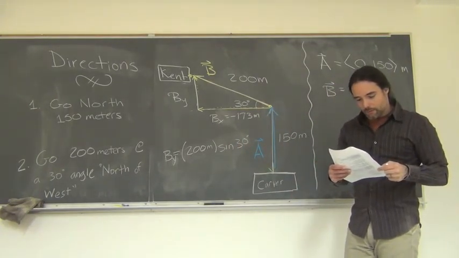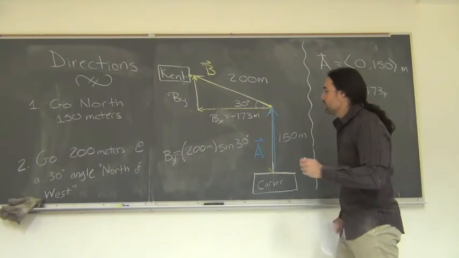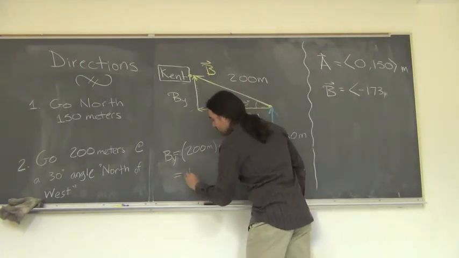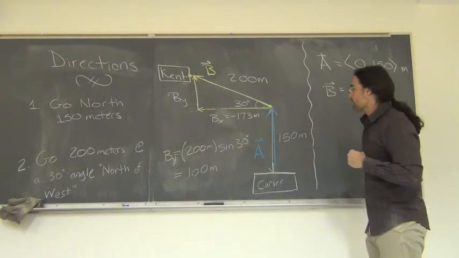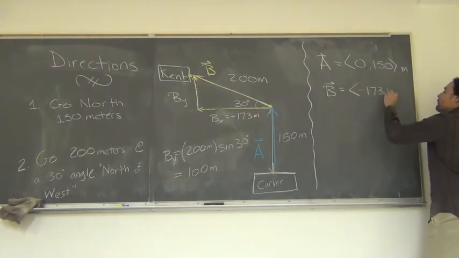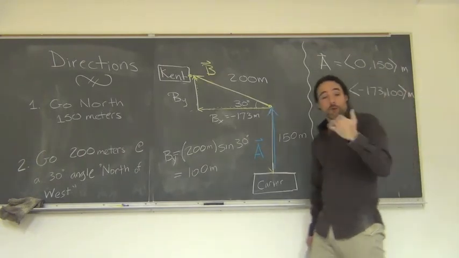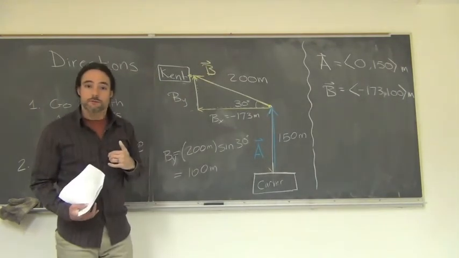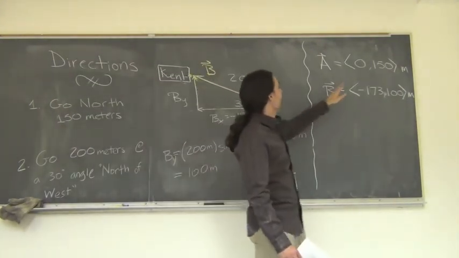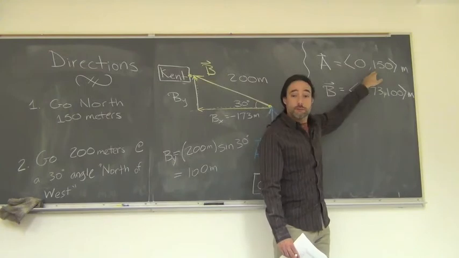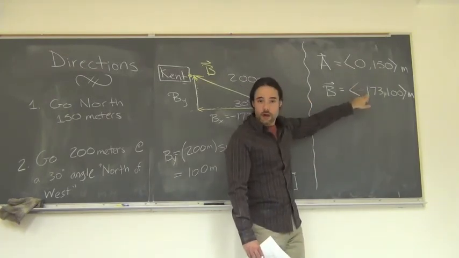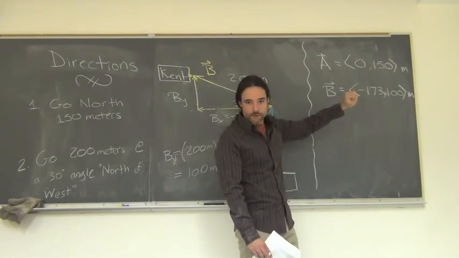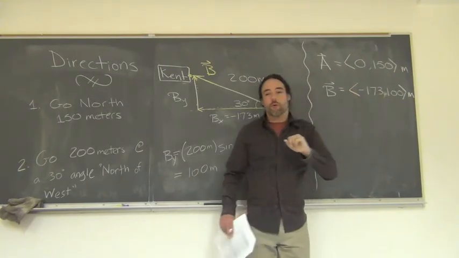If you plug in numbers, you will see that this very simply is just 100 meters, because the sine of 30 degrees is 1/2. So this would be 100 meters for vector B. So I've got my components of my two vectors. I say that A goes 0 in the x direction, 150 meters in the y direction. B goes minus 173 meters in the x direction, and 100 meters in the y direction.